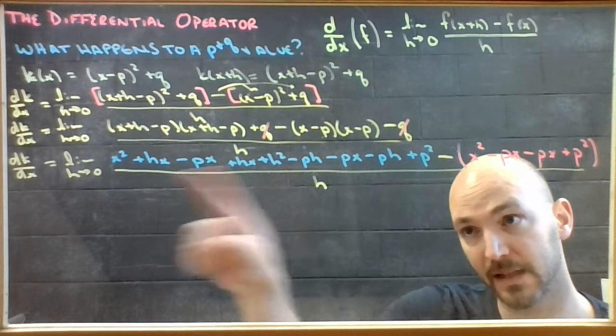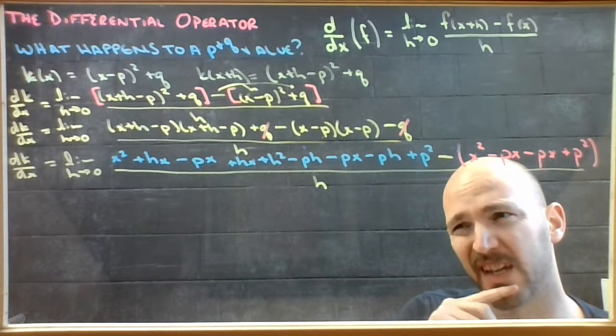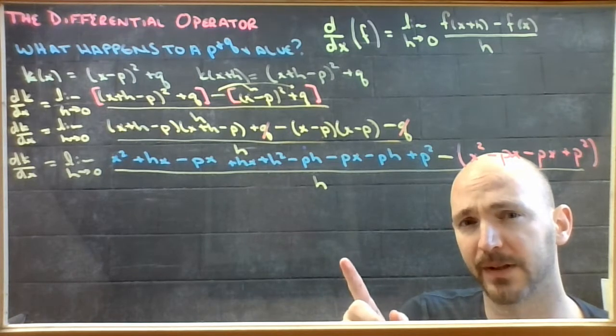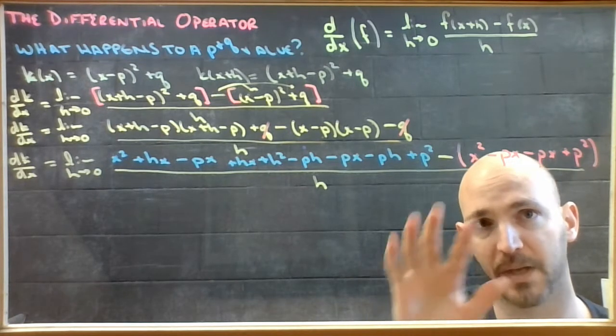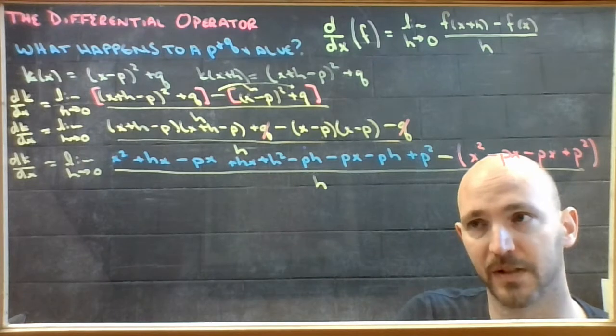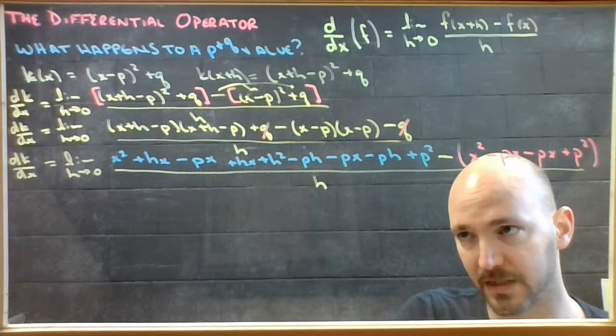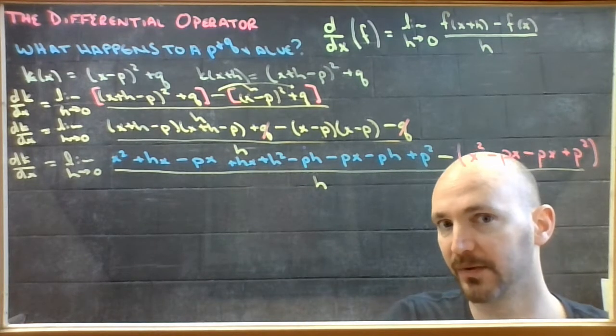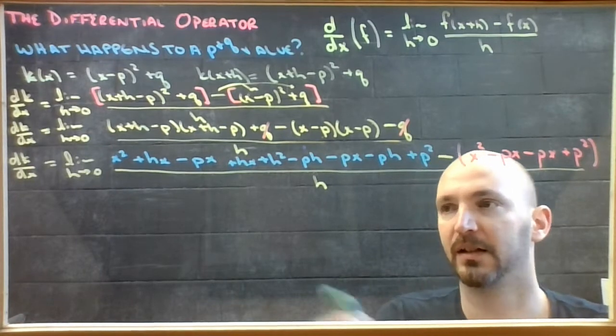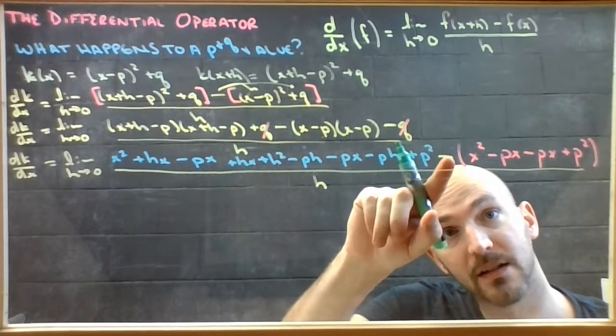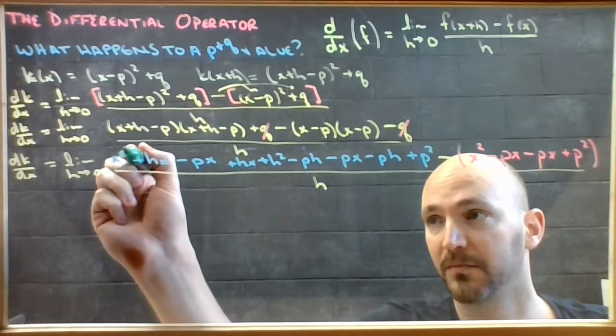But this line is the place where things started to cancel in all of the other examples. So I bet a bunch of these terms back here are going to eliminate a bunch of the terms up here. So let's go through and see what we can find. I have an x squared, subtract an x squared. Gone.